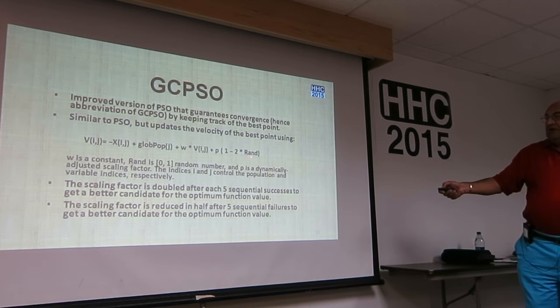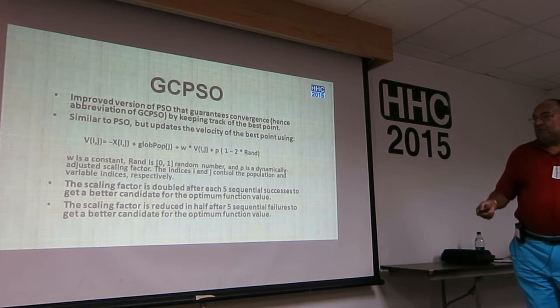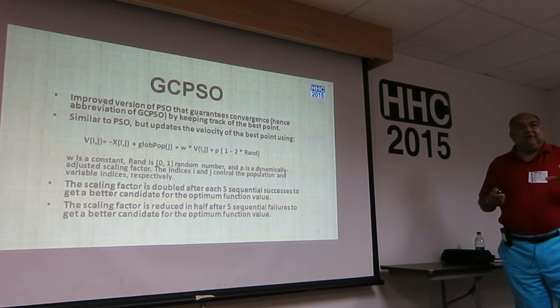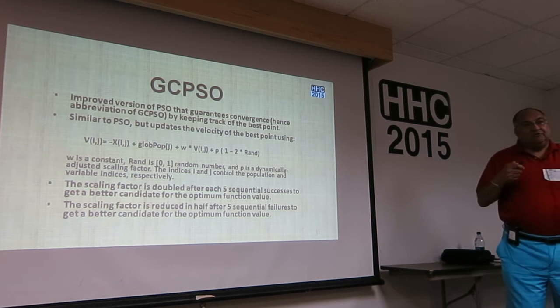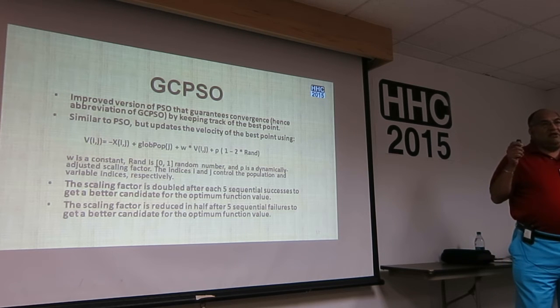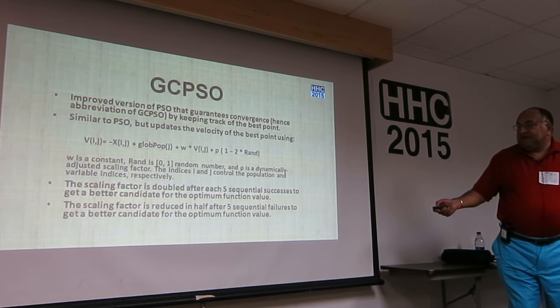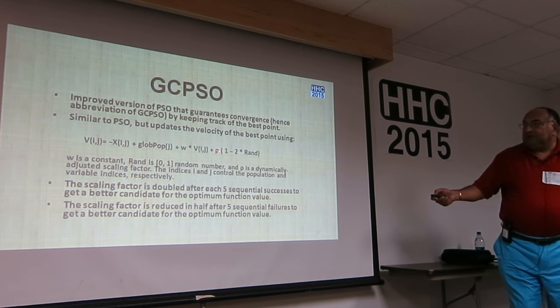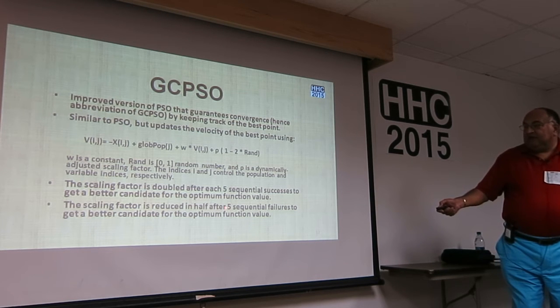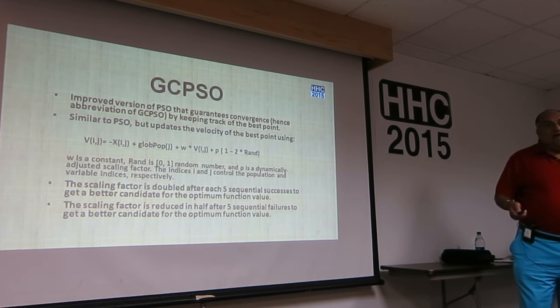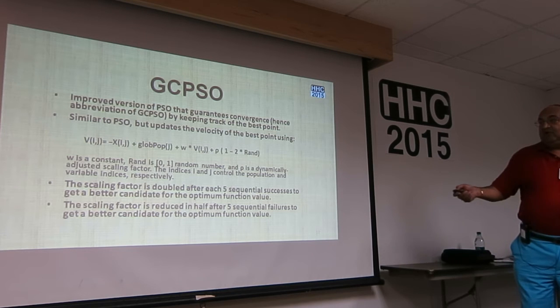W is rand here, a uniform random number between 0 and 1. This is the star of the equation. It's an acceleration factor that's dynamically changed. And we use counters to monitor the number of successes and failures in the process. If we have 5 sequential successes, we double this value. Conversely, if we fail 5 times in a row, we cut it in half. And this enhances the ability and guarantees convergence.